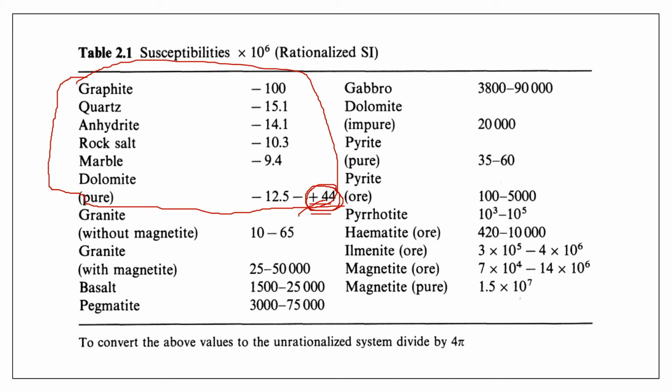Another thing to note is that you have a non-linear change in magnetic susceptibilities here. It can vary very widely, in the sense that pure magnetite can have, not 15 million, but 15 trillion units of magnetic susceptibility.